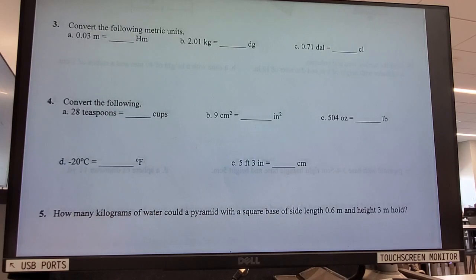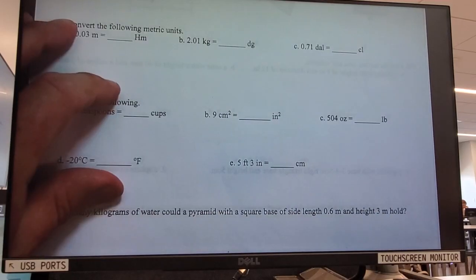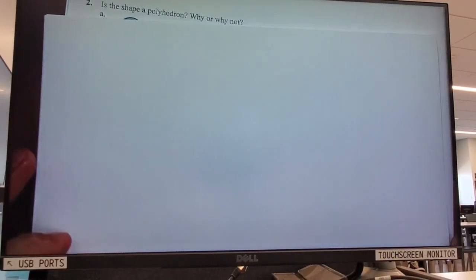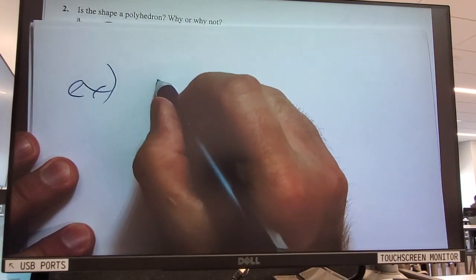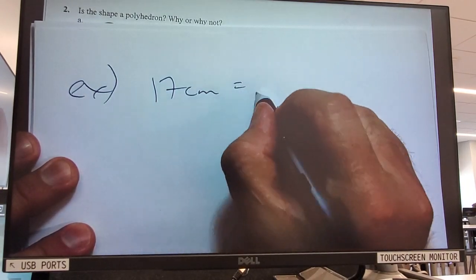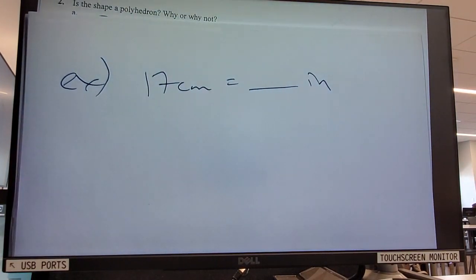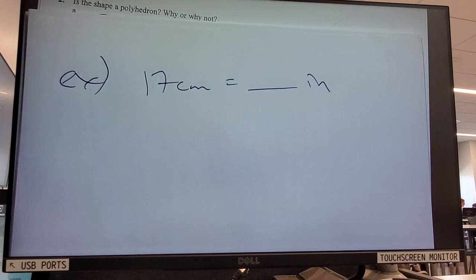For 4B, does that change anything? Hell yeah. That confuses me. Probably, here's the best way to do that problem. In fact, let's start off with this. Let me do a problem that's leading up to that. Okay. So, for example, what if I said 17 centimeters equals how many inches? How would you set that up?